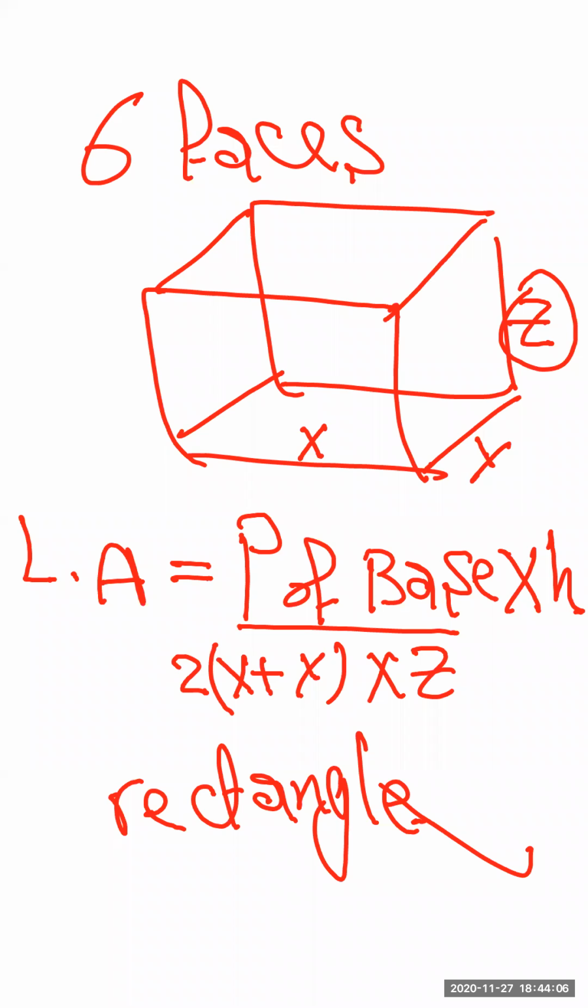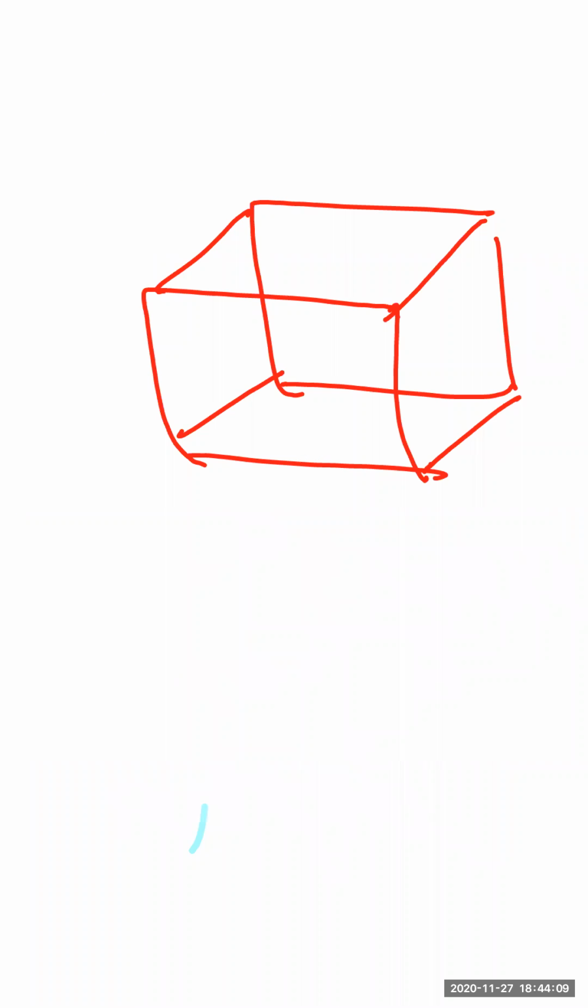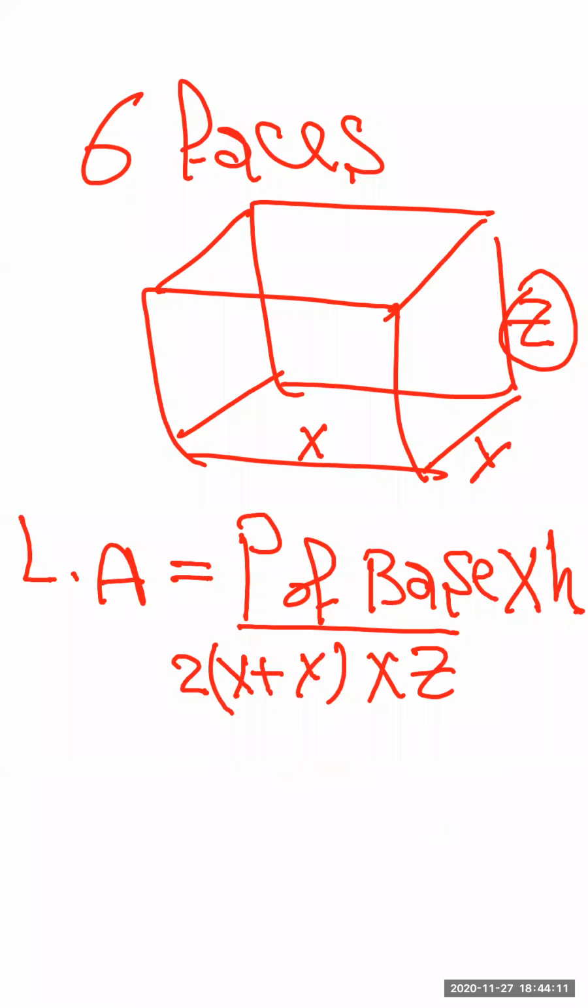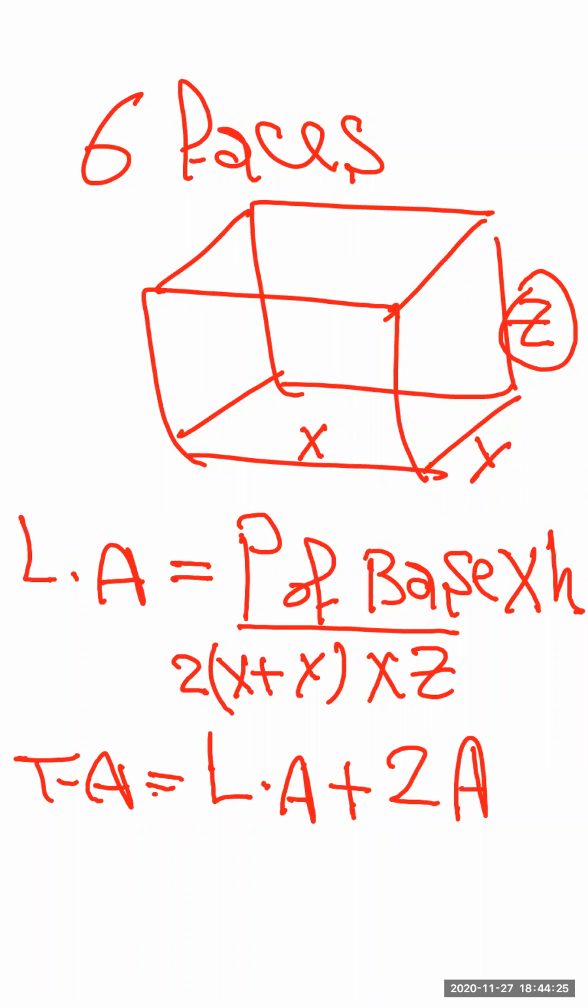Then how to get the total area? It's very simple. Total area equals lateral area plus twice area of the base. So it will equal lateral area plus twice area of the base.